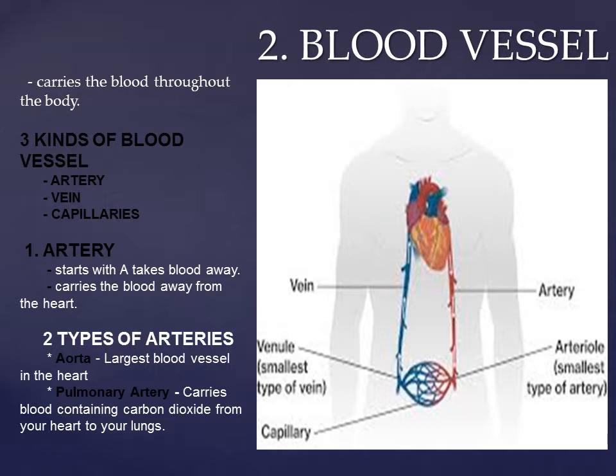The second major part of the circulatory system is the blood vessels. Blood vessels carry the blood throughout the body. The blood vessels have three kinds: the artery, the vein, and the capillaries. Artery starts with A and takes blood away. It carries the blood away from the heart. The arteries have two types: the aorta and the pulmonary artery. The aorta is the largest blood vessel in the heart. The pulmonary artery carries blood containing carbon dioxide from your heart to your lungs.